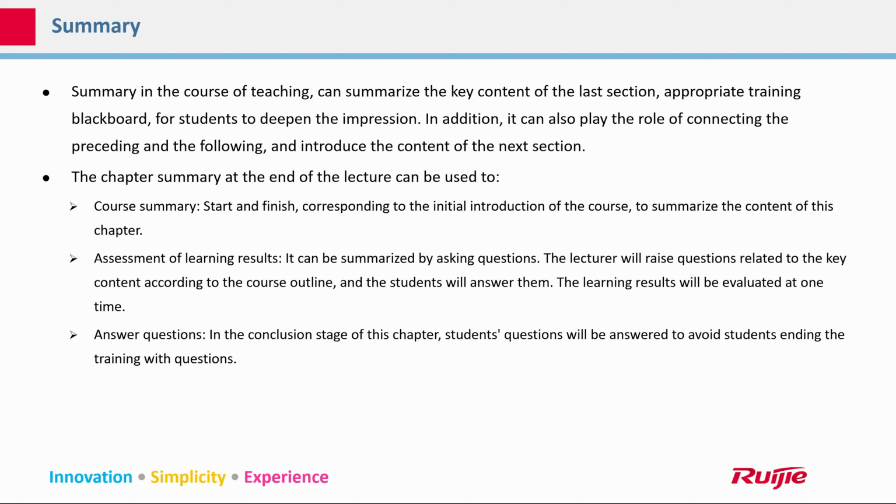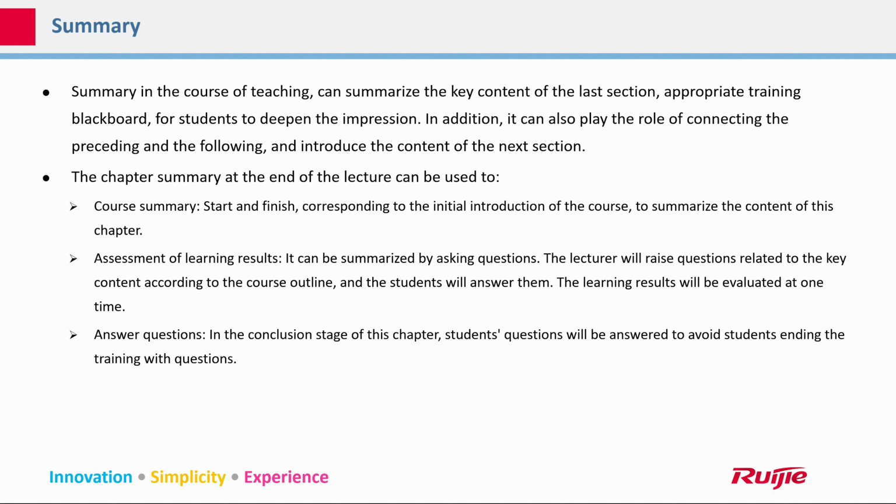And next is assessment of learning results. It can be done by asking questions. For example, at the end of the training, you can say, okay, after finishing this part, I will ask you some questions, and in this way, we can make a summary together. Right? This is also a method. So the lecturer will raise questions related to the key content according to the course outline, and the students will answer them. Learning results will be evaluated at one time.